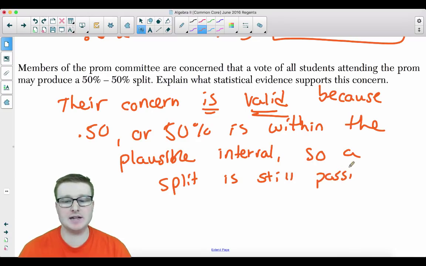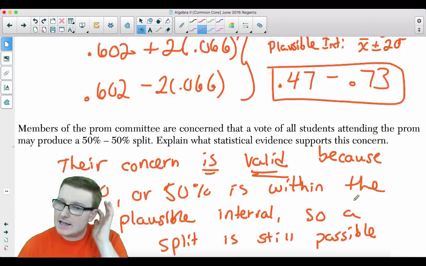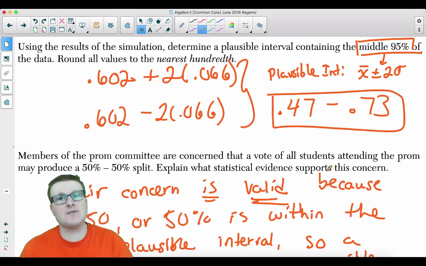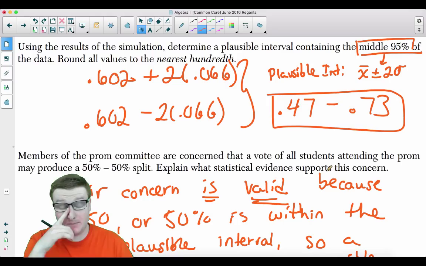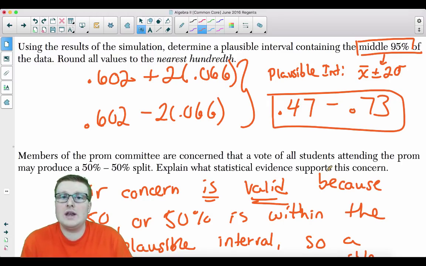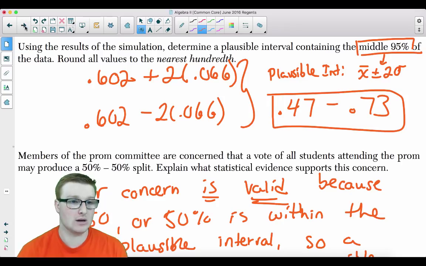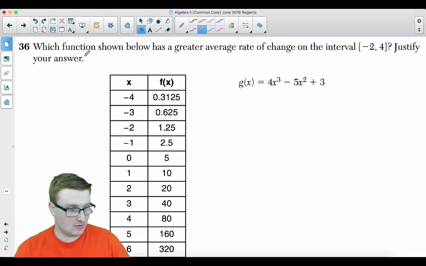Now let's just say, hypothetically speaking, that the interval was 0.51 to 0.73, just making it up. Then they would not have an argument for their case because it would be outside the plausible interval, and the possibility of a 50-50 split would not be entirely possible. I don't want to say it's impossible, but the chances of it being a 50-50 split in that case would be slim to none. Okay? But again, statistics can be wrong.